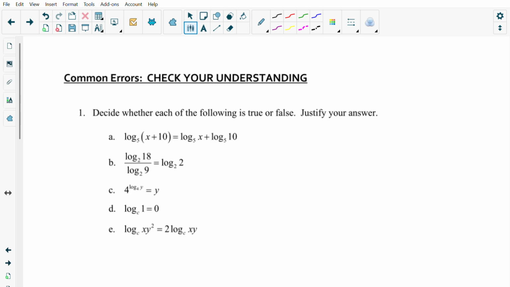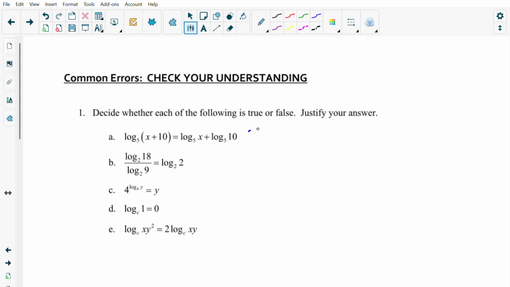Okay, folks, common errors. Let's do a couple of practice problems. Check your understanding. These are great to do leading up to your quiz or unit test. This will really test you on do you know your laws of logs? So be careful here. Determine whether each of the following is true or false. Justify your answer. This one, log base 5 of the argument x plus 10 equals.